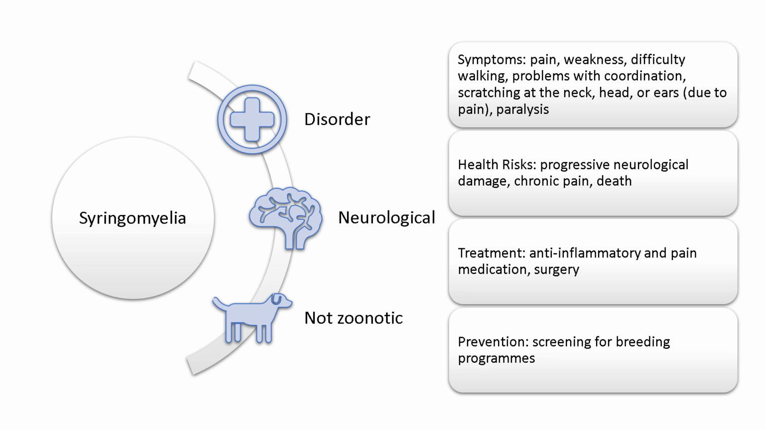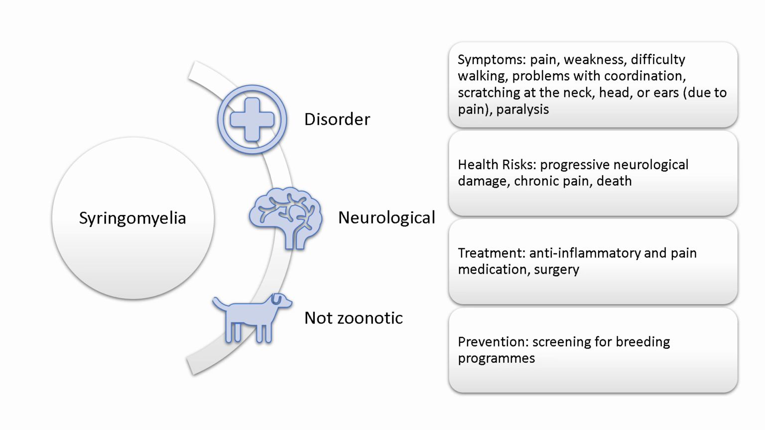The pressure from the syrinx can interfere with nerve signals, leading to symptoms such as pain that is often expressed as yelping or sensitivity when touched, discomfort, weakness, difficulty walking, problems with coordination, scratching at the neck, head or ears due to the pain, loss of sensation, and in severe cases, paralysis. The pain can be chronic and may worsen with time.